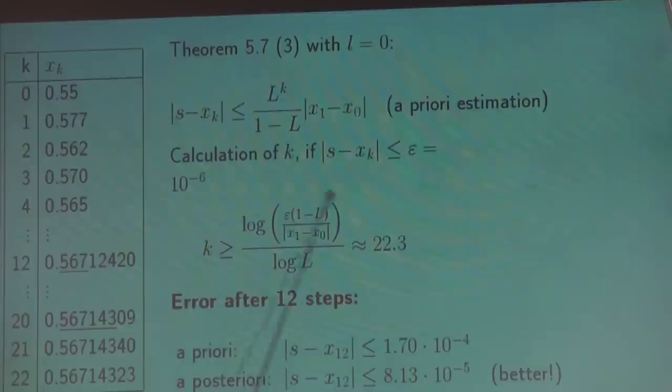If I do this, that's what I get. You can do it at home. This epsilon here is S minus XK. S minus XK has to be less than or equal to epsilon. So we replace this by epsilon, solve it for k, and that's what we get. Now if we substitute everything, epsilon equal 10 to the power minus 6, L equal 0.606, and x1 and x0 as these, then we get 22.3. That means we need at least 22.3 steps to get an accuracy of 6 digits. And look here, we have 2, 4, 6 digits. So after 20 steps, we have 6 digits. So our estimate is correct.